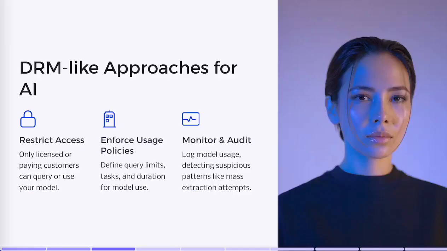In the AI context, DRM-like techniques mean implementing rules and technologies that restrict access. Only licensed or paying customers can query or use your model. Enforce usage policies: define how many queries, for which tasks, and for what duration the model can be used. And monitor and audit: continuously log model usage, detecting suspicious patterns like mass extraction attempts. Think of streaming services like Netflix. You pay a subscription, log in, and can watch content within certain usage limits. DRM for AI aims to provide a similar framework for your ML model.